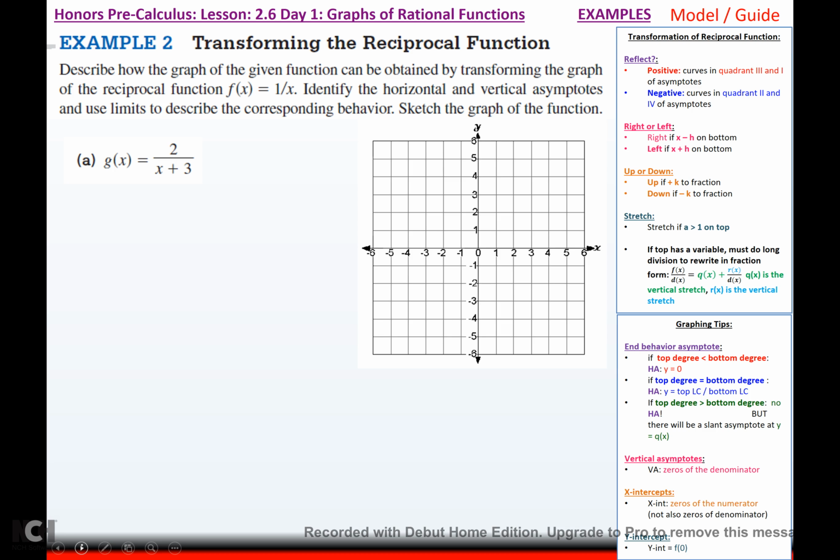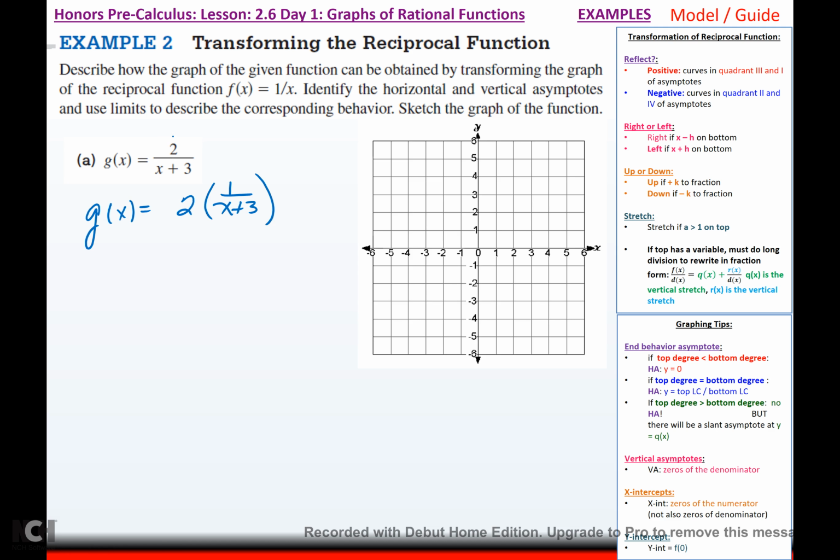So it says, describe how the graph of the given function can be obtained by transforming the graph of the reciprocal function f of x equals 1 over x. Identify the horizontal and vertical asymptotes and use limits to describe the corresponding behavior, and then sketch a graph of the function. Alright, so here's what we do. First of all, would you agree that I could rewrite this as 2 times 1 over x plus 3?